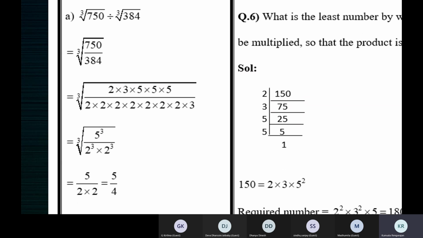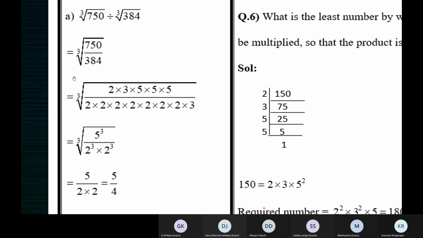Is it clearly understood, children, or shall I repeat the explanation? I got it, ma'am. All right. Ma'am, it's 5 by 4 or 5 by 2? It's 5 by 4, because from these three 2s, one 2 out, and from these three 2s, one 2 out. So 2 2s are 4, right? Yes, ma'am.